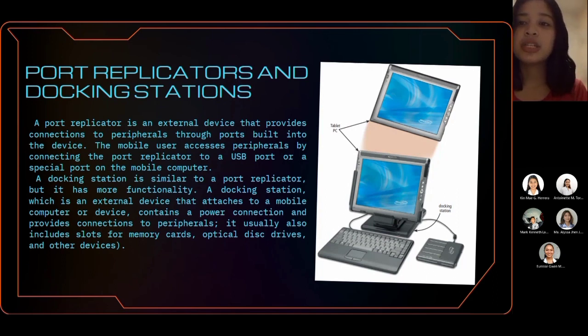A docking station, which is an external device that attaches to a mobile computer or device, contains a power connection and provides connections to peripherals. It usually also includes slots for memory cards, optical disk drives, and other devices. With a mobile computer or device in the docking station, users can work with a full-size keyboard, a mouse, and other desktop peripherals from their traditional notebook computer, netbook, or tablet PC.